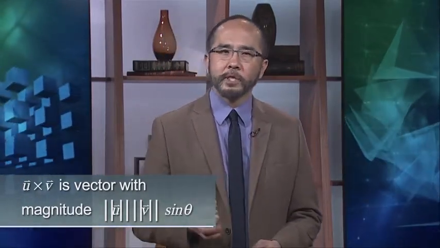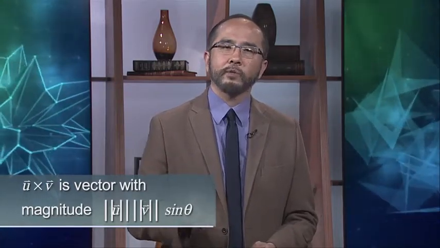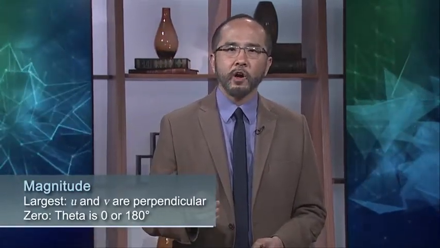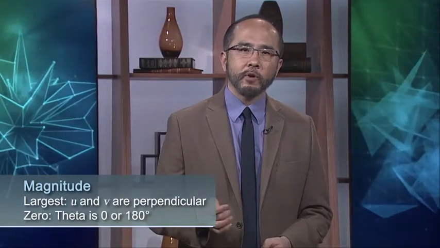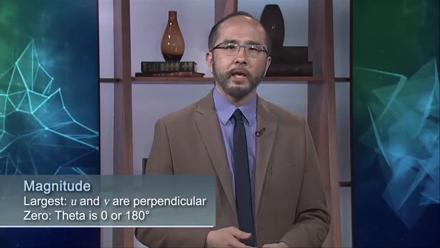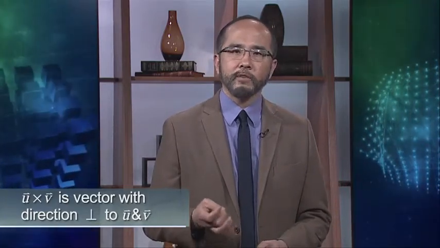Note how this differs from the dot product. The cosine there gets replaced by a sine here, and the dot product was a scalar. So the magnitude is the largest when u and v are perpendicular, and 0 when theta is either 0 or 180 degrees. In other words, when u and v are multiples of one another. The magnitude is never negative, as we always choose to measure the angle theta going from u to v, which is positive. The direction of u cross v is always orthogonal to both vectors u and v.